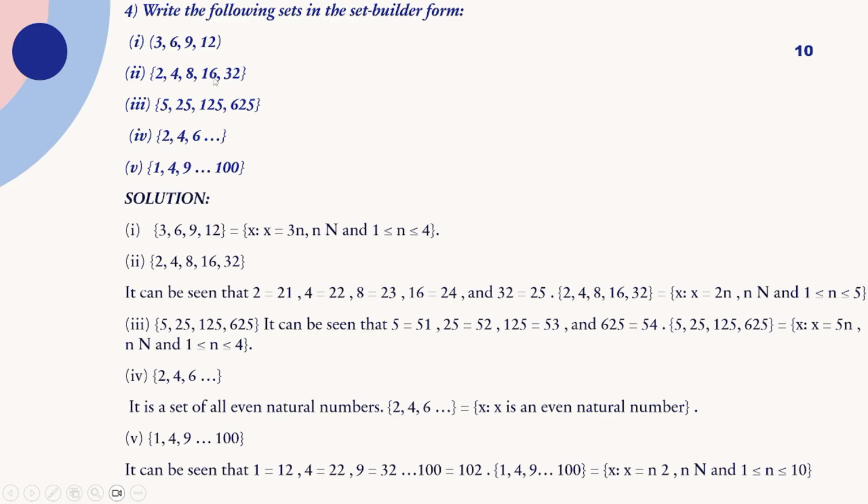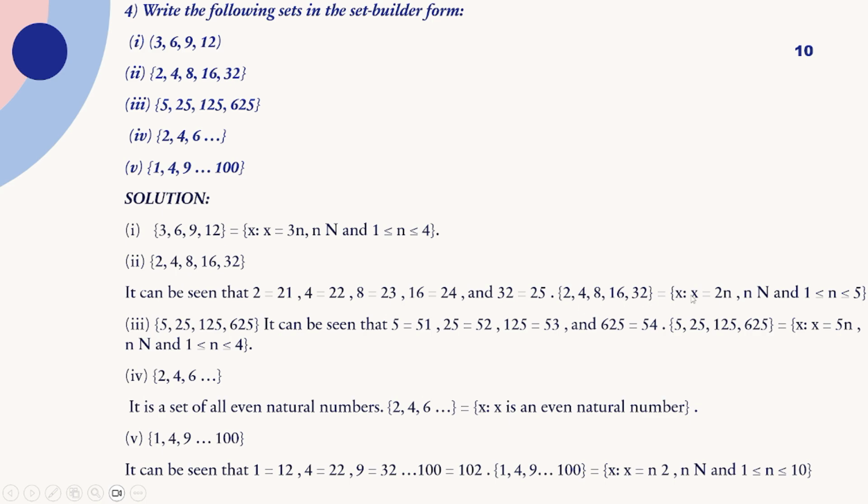2, 4, 8, 16 and 32. 2 can be written as 2 power 1, 4 can be written as 2 power 2, 8 can be written as 2 power 3, 16 can be written as 2 power 4 and 32 can be written as 2 power 5. Now the given set is 2, 4, 8, 16, 32.